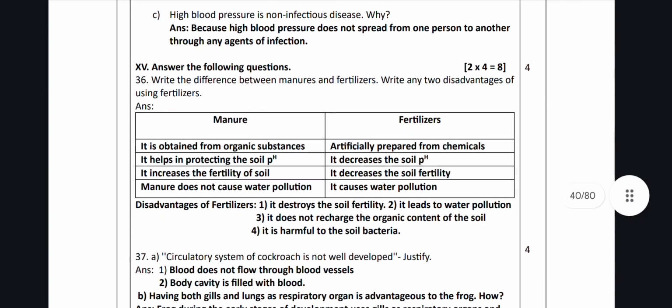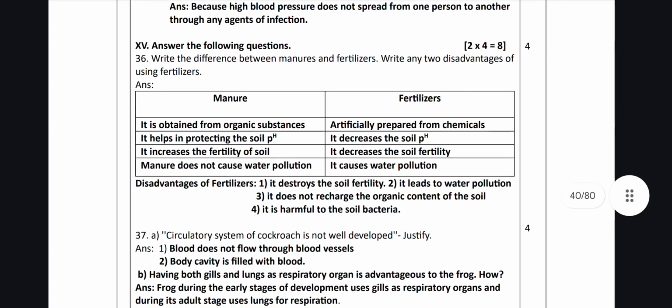High blood pressure is a non-infectious disease. Why? Because high blood pressure does not spread from one person to another through any agent of infection. So this is a non-infectious disease. Infectious disease spreads from one person to another person, for example cold, cough, fever and all those things. But blood pressure is a non-infectious disease.